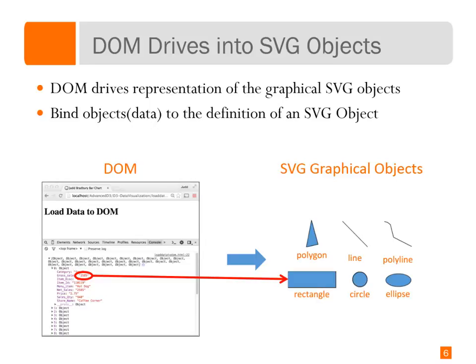Now the DOM, our document object model, is going to drive our SVG objects. Once we have our data in the DOM, so we've taken our data from a flat file like a CSV file and loaded it into the DOM, now we're going to use that data in our little browser database and push it into our SVG graphical objects. Basically, this is called binding our data to the definition of the SVG object.